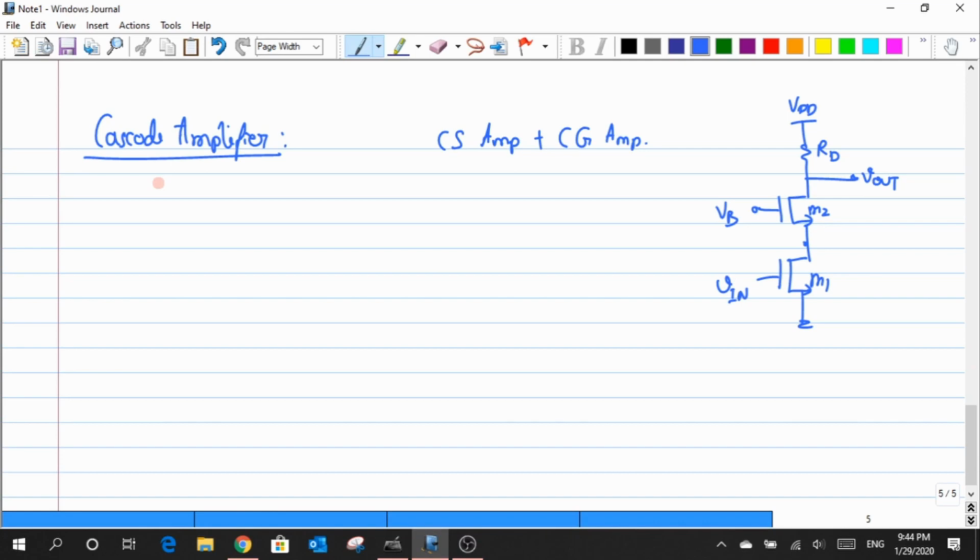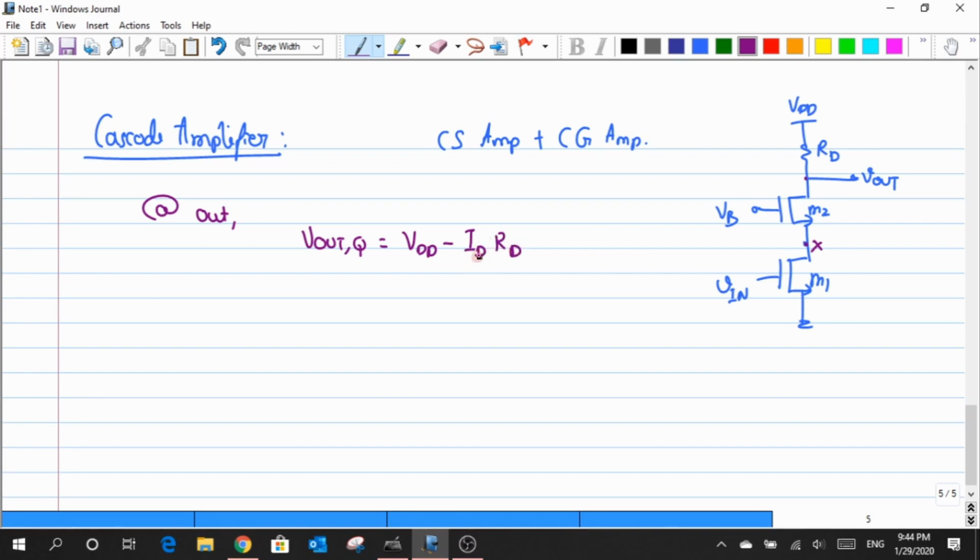Okay, so first let me define the Q point at this particular node. Let me call this node X. When I refer to X, I'm talking about this node, and I want to define the Q point of it. But before that, let us evaluate the Q point of the node Vout. At the output node, the Q point is defined as VDD minus the drop across the resistance, right? So I have something like VDD minus ID times RD.